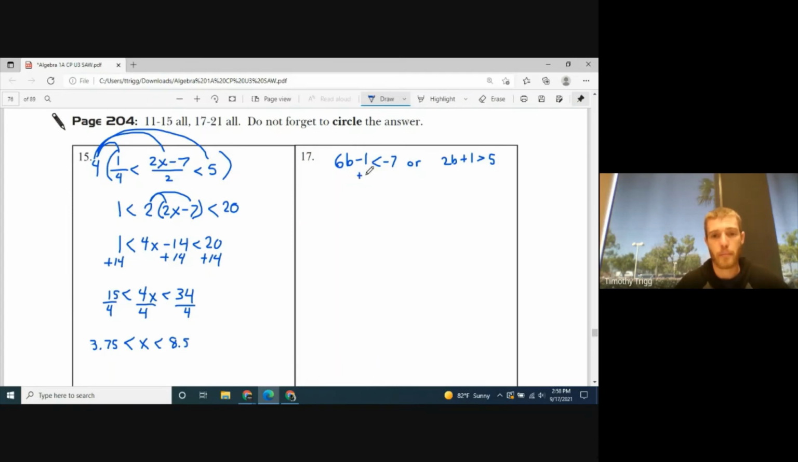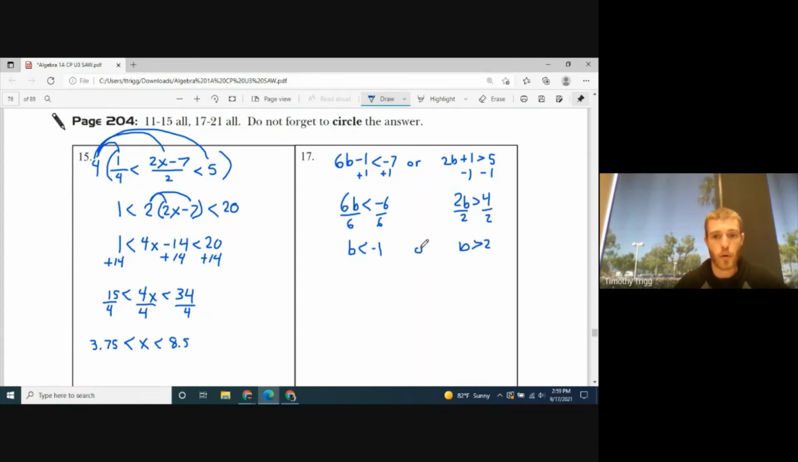So we're going to add 1 here. So that'll give us 6b is less than, and then negative 7 plus 1 is negative 6. Dividing by 6 gives us that b is less than negative 1. Let's go ahead and do the second inequality here. So we're going to subtract 1. Subtract 1. This will give us 2b is greater than 4. Dividing by 2 on both sides gives us that b is greater than 2.